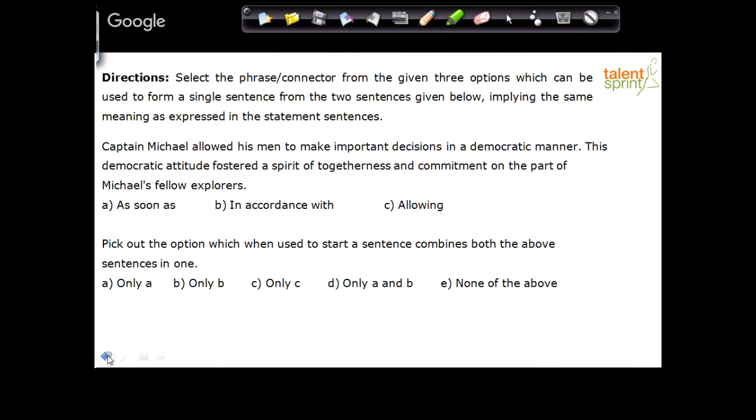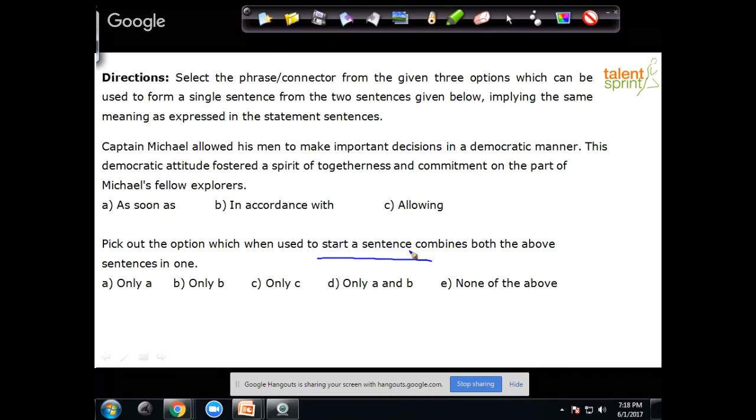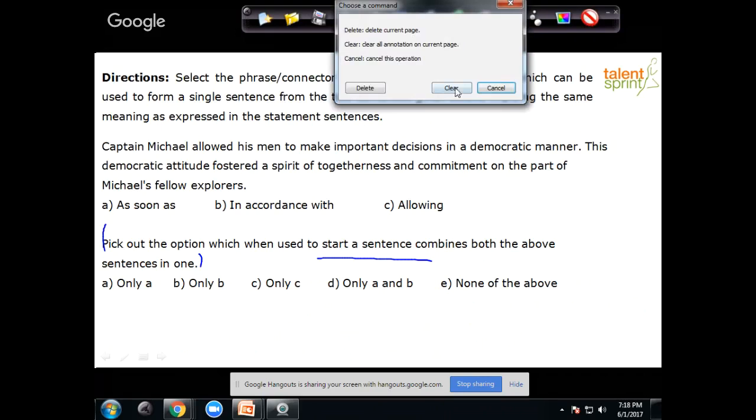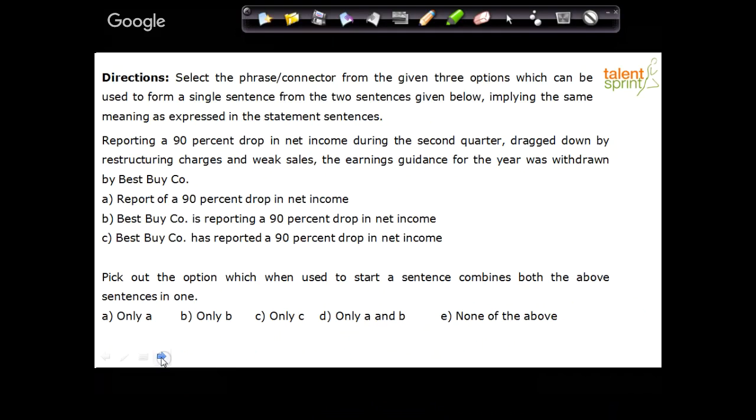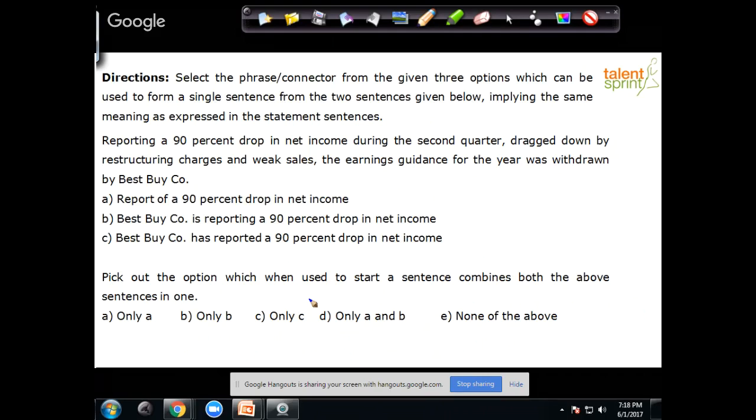Pick out the option which, when used to start a sentence, combines both of the above. So I think go by the direction, okay? But if you ask me, like I said, usually it's this option used to start a sentence that combines, but I feel logically, as long as you're able to connect both, irrespective of whether it's at the start or in the middle, it should still be fine, but just stick to the directions.